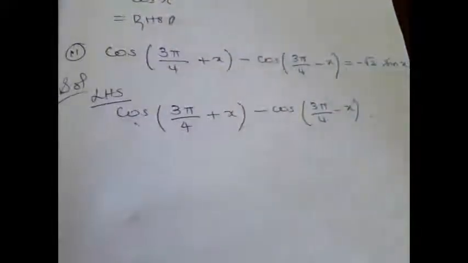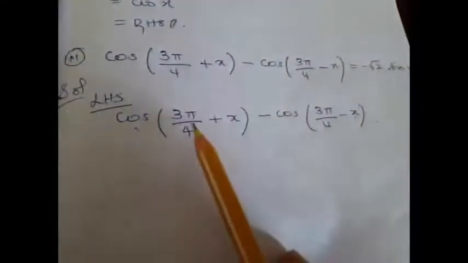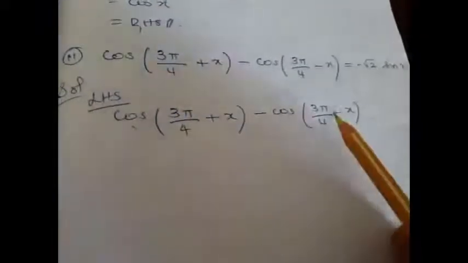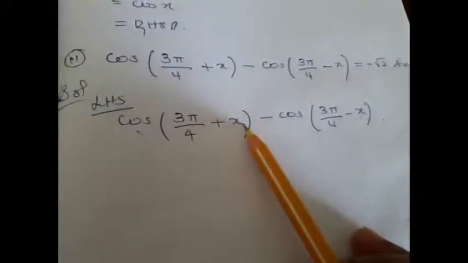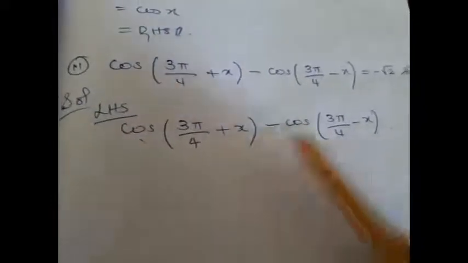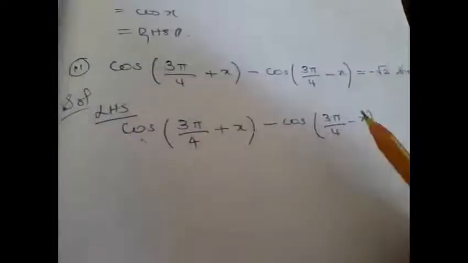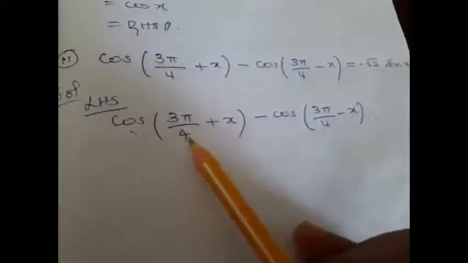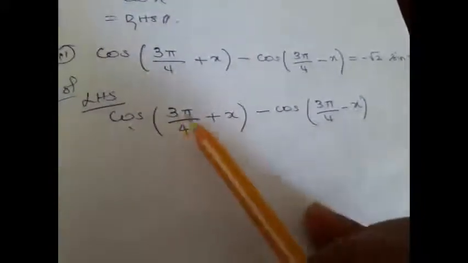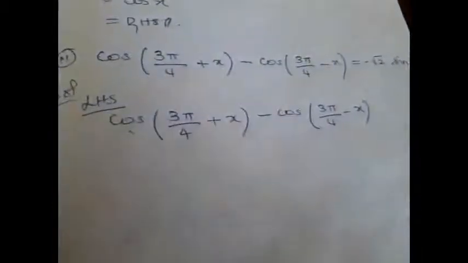This problem can be solved in two ways. One method is you can take this as the cos (A plus B) identity and this as the cos (A minus B) identity. What is cos (A plus B)? Cos A cos B minus sin A sin B, and here also you can apply the cos (A minus B) identity and then you can subtract. But again 3 pi by 4 is not a standard angle, so you have to express it as a sum or difference of standard angles, then apply.